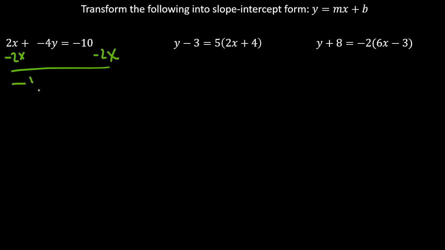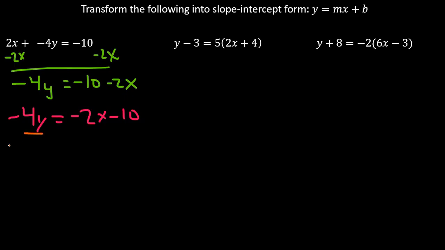And then when we get that, we're going to have negative 4y equals negative 10 minus 2x. And I'm going to rewrite this just to put the x first. So this will be negative 4y equals negative 2x minus 10. And then the opposite, or inverse, of the multiplication there, negative 4 times y, is division. So we're going to divide both sides by negative 4.